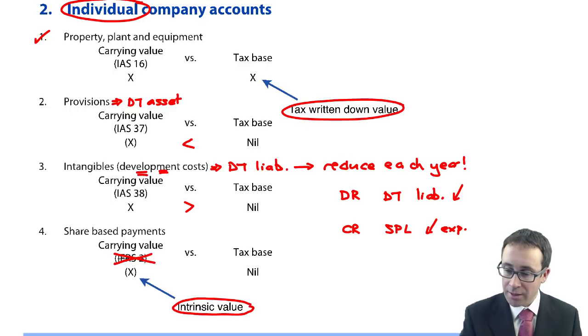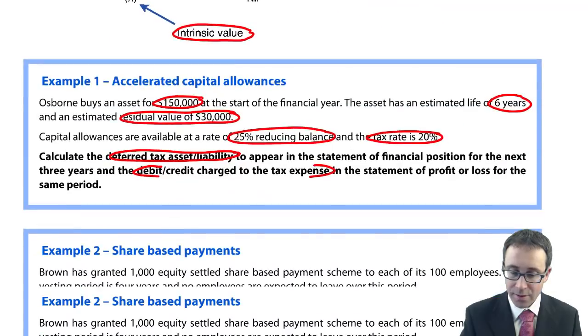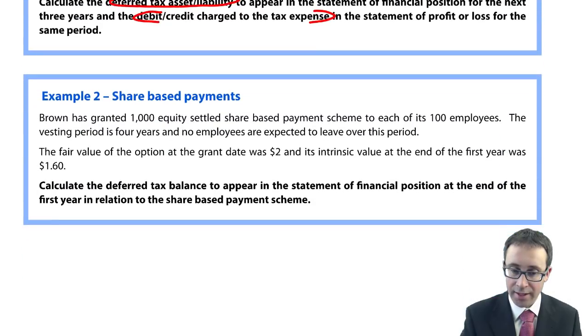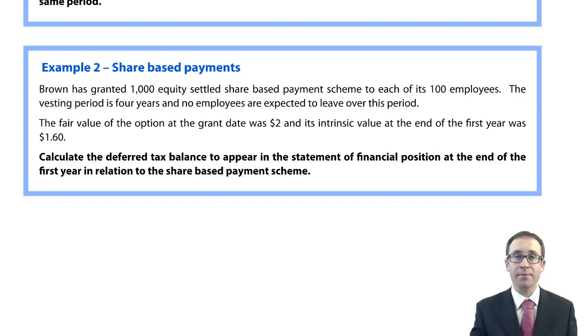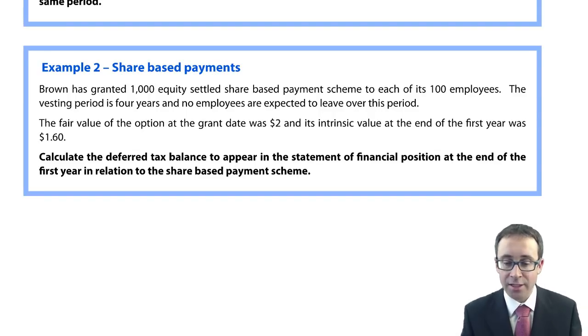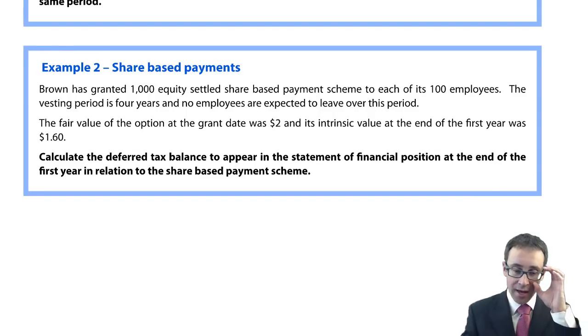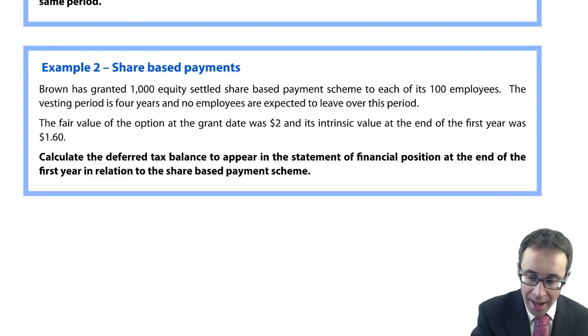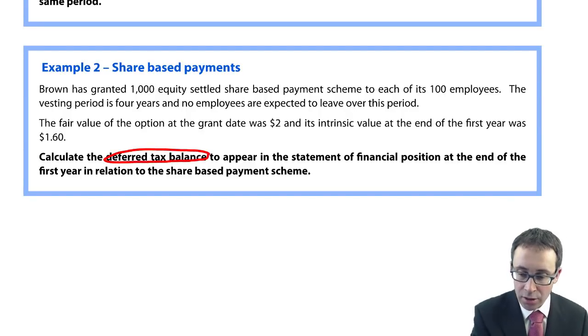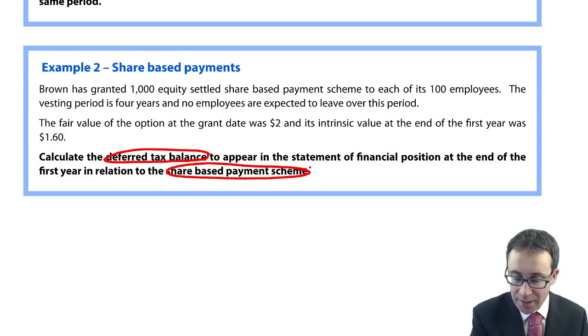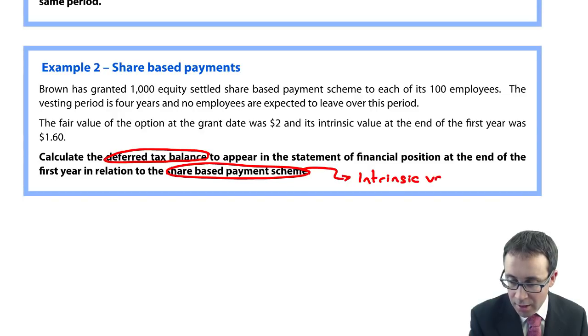Okay, so let's go through and have a look at the example that you've got there. It is example number 2 on share-based payments. It says calculate the deferred tax balance to appear in the statement of financial position at the end of the year in relation to the share-based payment scheme. So when you're looking at the deferred tax balance as it is to do with a share-based payment scheme, the key thing that you need to look at there is the intrinsic value, isn't it?